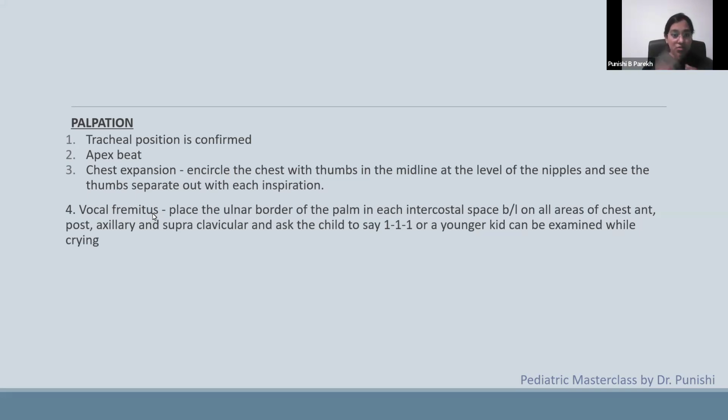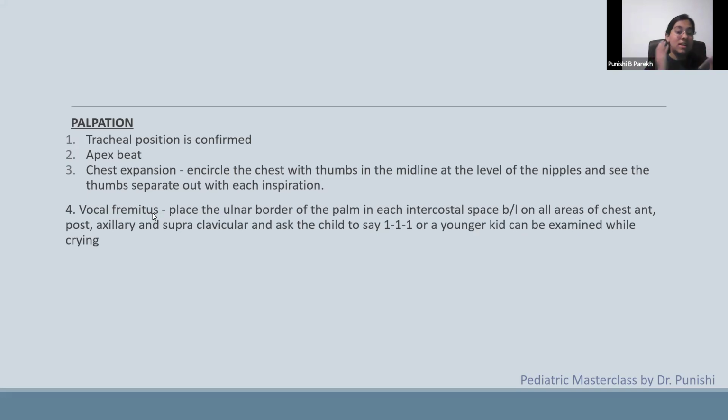Next is vocal fremitus. So what you do is you place the ulnar border of the palm in each intercostal space bilaterally, anteriorly, laterally, and posteriorly. Anteriorly you do it in the infraclavicular, mammary, and inframammary regions. In the posterior aspect, you do it in the suprascapular, scapular, and infrascapular regions, and laterally in the axillary and infra-axillary regions. So with the ulnar border of the hand, you put it in the intercostal spaces. And obviously, if the child is older, you ask the child to say 111 and try to feel for the vibration over the ulnar border of the hand.